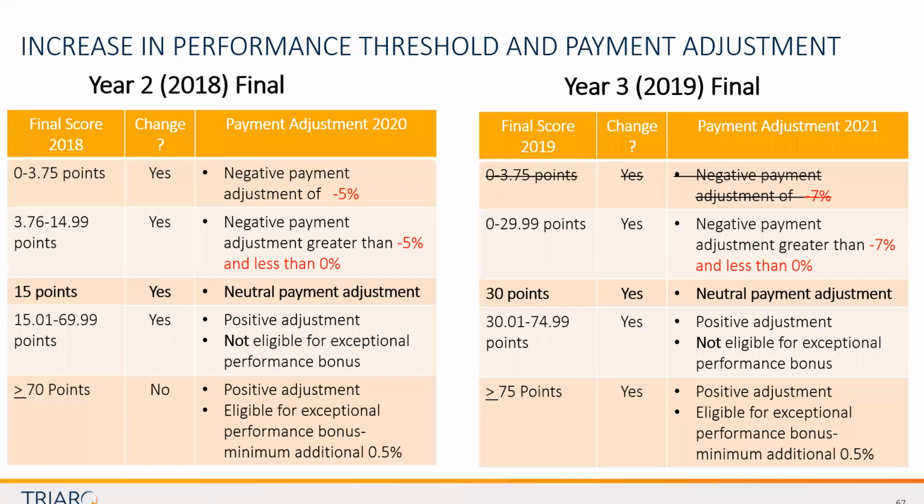How am I successful this year versus last year? We talked about the fact that last year, 0 to 3.75 points would get you a negative adjustment of -5. Now anything less than 30 points, you're getting that -7. 30 points is your neutral payment adjustment goal. Anywhere from 30 to 74.99, you're going to get a small positive adjustment, but you will not be eligible for the exceptional performer bonus, and then greater than 75. So we talked about that earlier.